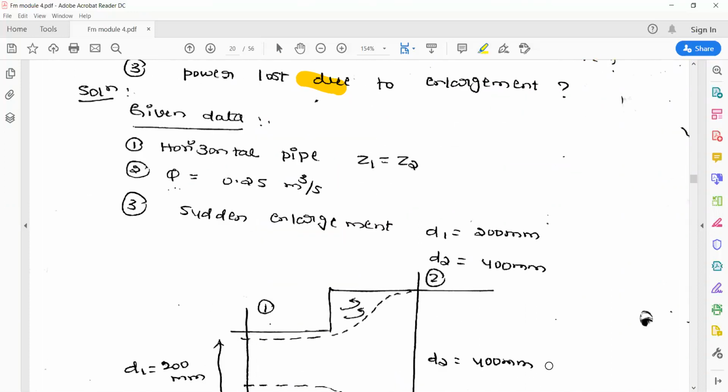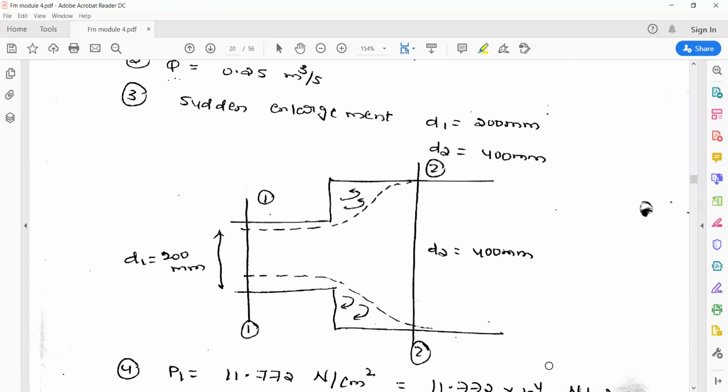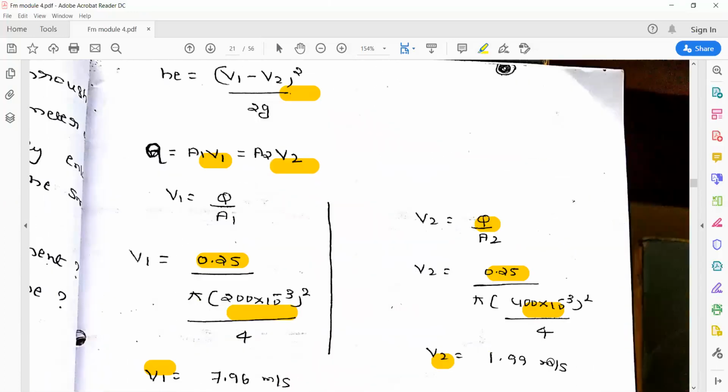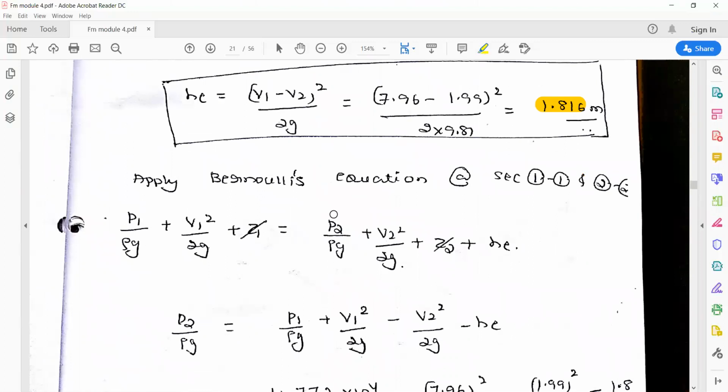Right? So second thing, you need to calculate the pressure intensity in the large pipe. The value of P2 you need to calculate. To calculate the value of P2, what do you need to do? You need to apply Bernoulli's equation, because in Bernoulli's equation you have the P2 term. Alright. So if you apply Bernoulli's equation between section 1 and 2, that is P1 by rho g plus V1 square by 2g plus Z1 is equal to P2 by rho g plus V2 square by 2g plus Z2 plus He, head loss due to enlargement. All right. In this, since the pipe is horizontal, Z1 and Z2 get cancelled. The datum height remains the same at both the sections.